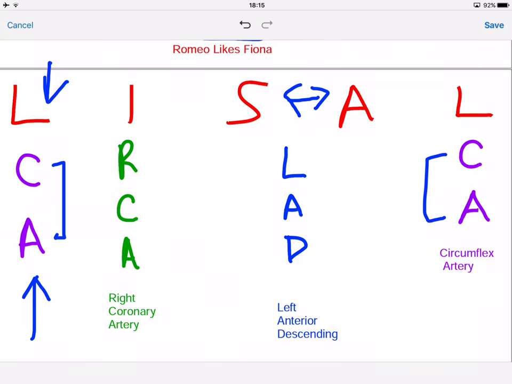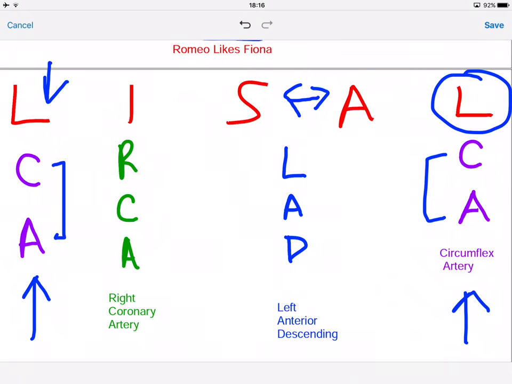So it's CA on both sides, and both of them. So our lateral in our leads 1 and AVL, but also in our leads V5 and V6, which is the lateral one here, they both represent the circumflex artery.